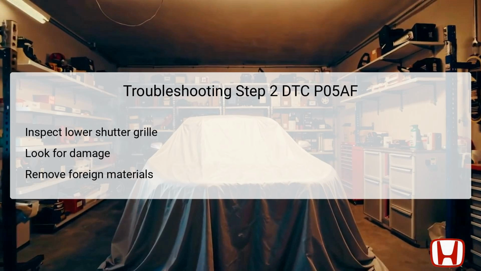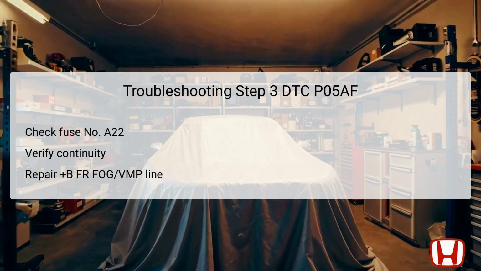This step is essential to ensuring that the grille functions as intended, which directly affects vehicle performance and the likelihood of resolving the DTC. Step 3 of troubleshooting involves checking the integrity of the electrical circuit supplying power to the lower shutter grille assembly.